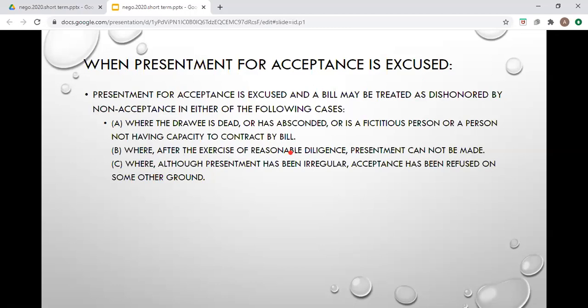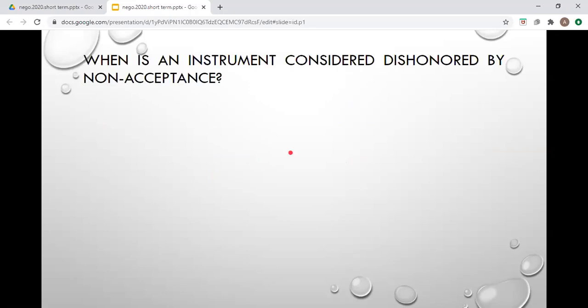For that reason, I deny. Ayan. Kapag ganon, then you can now consider the instrument, presentment for acceptance, excused. Because although presentment was irregular, the acceptance was refused on a different reason. When is an instrument considered now dishonored by non-acceptance?